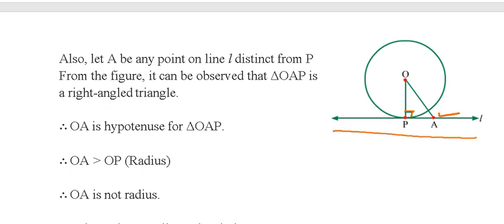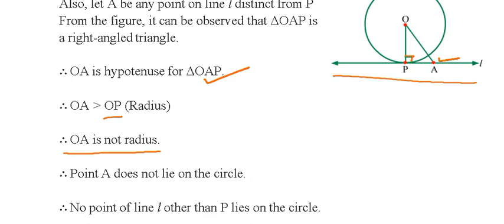OA is a hypotenuse for triangle OAP. Very good. OA is greater than OP. OP is the radius, but A is outside the circle, on line L. OA is not a radius, right? Point A does not lie on the circle, obviously by the figure. Therefore, no point of line L other than P lies on the circle.